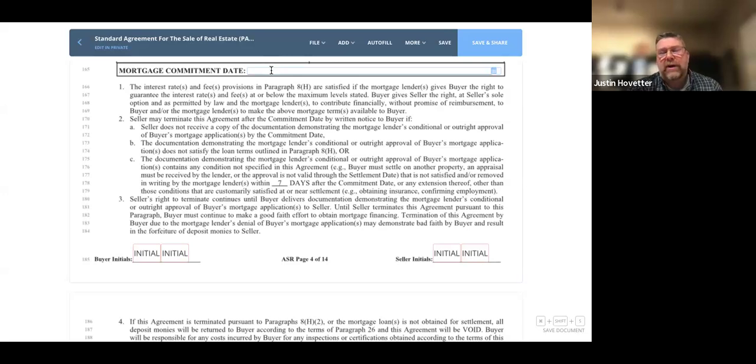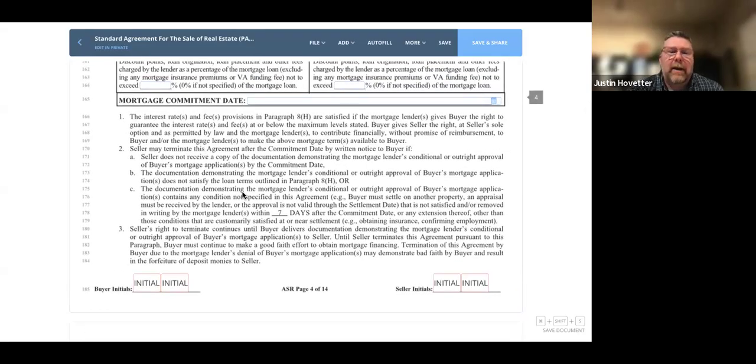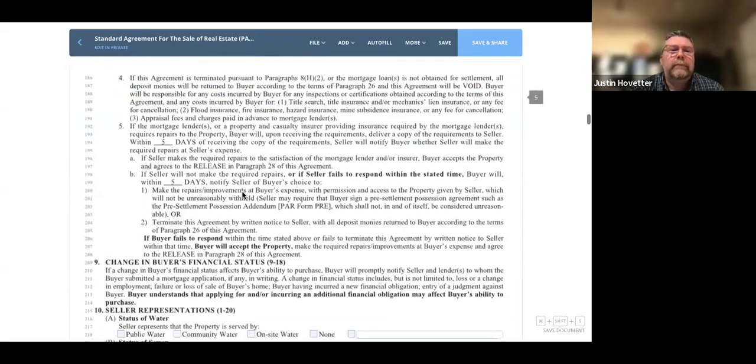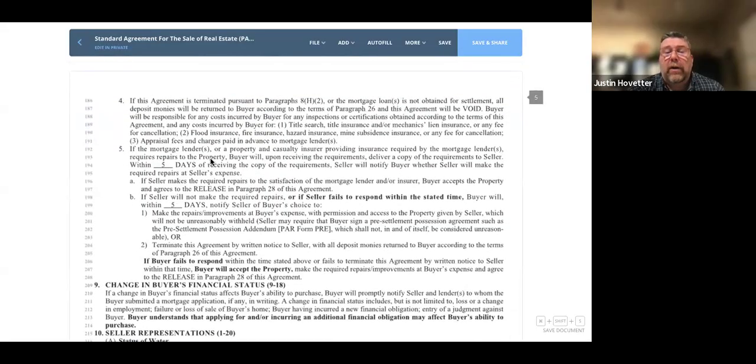The last version of this form had that commitment date kind of tucked into a corner, and everybody was missing it for about a year. I like how prominent it is now. So any questions on all of that we've covered?